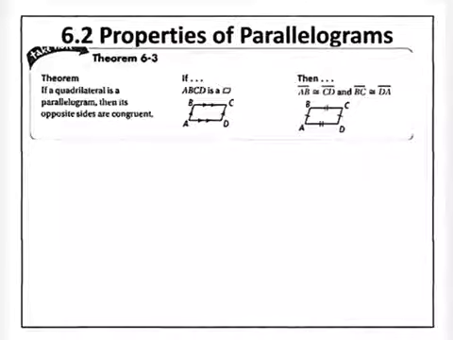If a quadrilateral is a parallelogram, then its opposite sides are congruent. So if you know that it's already a parallelogram, then you can assume that its opposite sides are congruent.